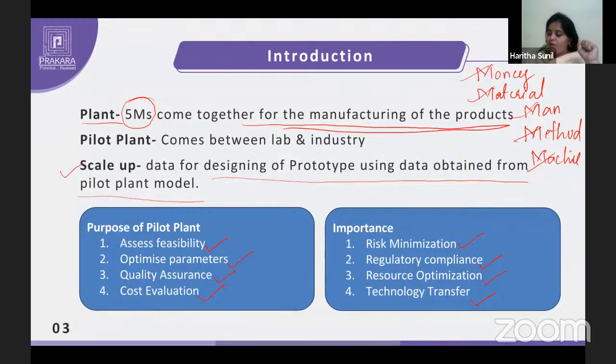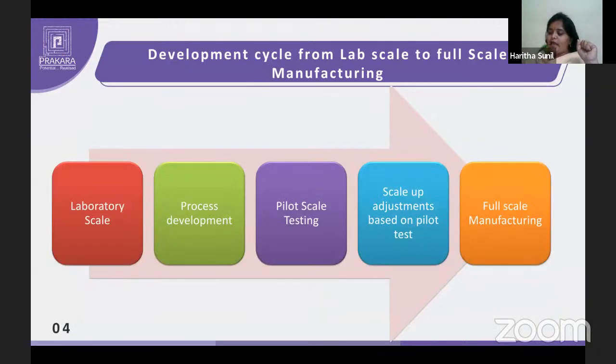Then moving on to the next slide, we have what is the actual process. Okay, so here we will be seeing about the development cycle from lab scale to the full scale manufacturing. You can see we have the 5 stages where the first stage is always the laboratory scale, followed by the process development, then pilot scale testing, and then scale up adjustments based on the pilot test, and then we have full scale manufacturing.